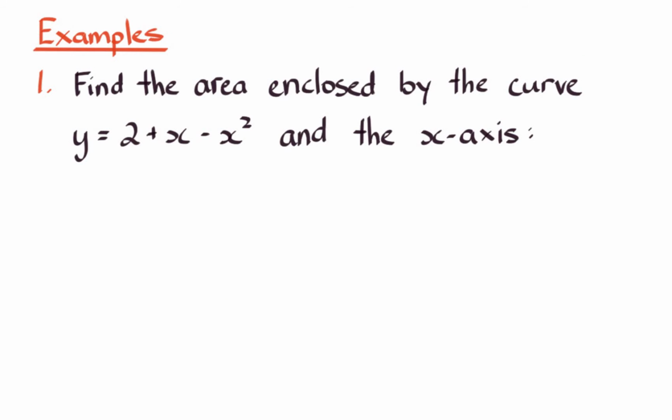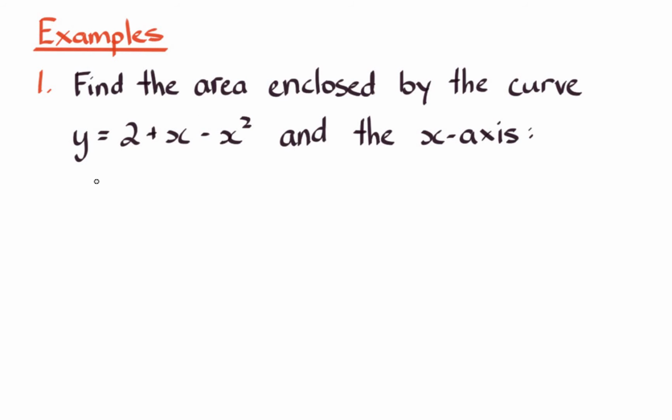In the first of these two introductory examples, we have to find the area enclosed by the curve y equals 2 plus x minus x squared and the x-axis. So what kind of curve is this? Well, it's a parabola, and because of the negative attached to the x squared, it's a negative parabola. Now, we don't know anything else about where this area is located at the moment, so it's a good idea to sketch what's going on.